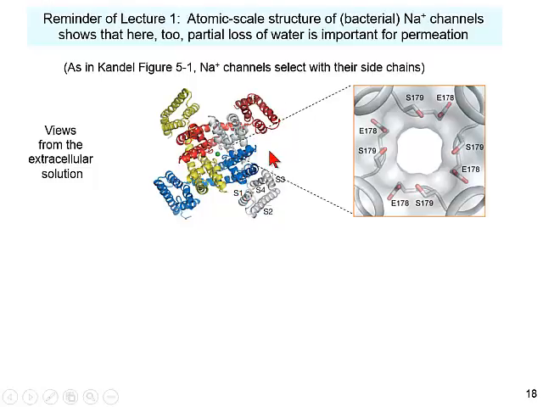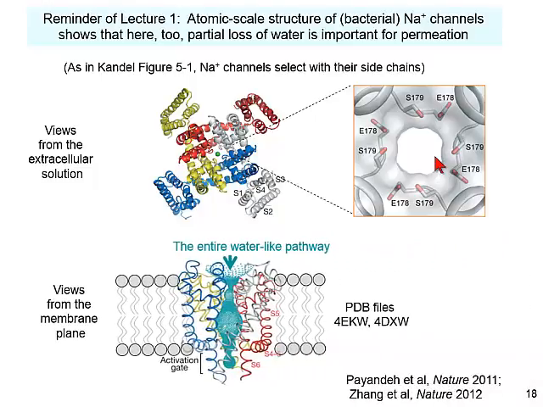Sodium channels are selective to sodium, and their side chains make a sodium ion feel more comfortable than a potassium ion. Sodium channels have a water-like pathway that tricks the ion into being comfortable in the channel and makes it a little conductor for sodium.